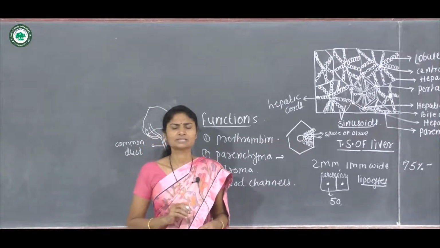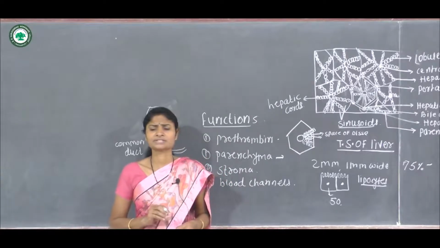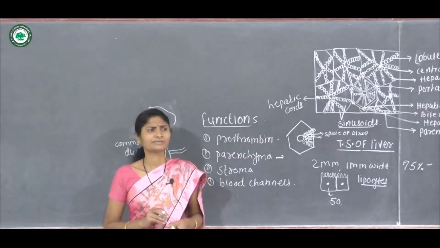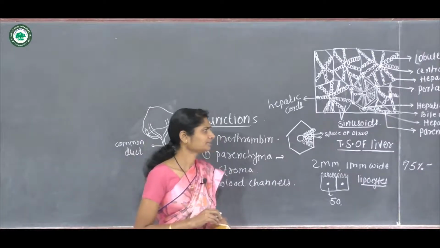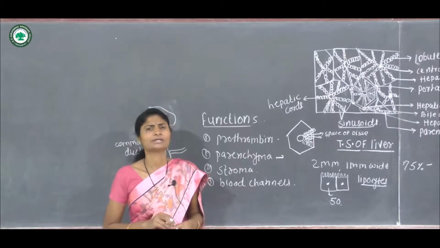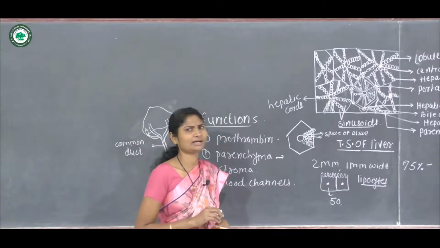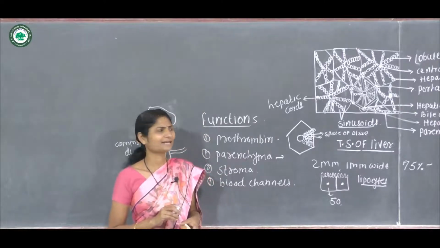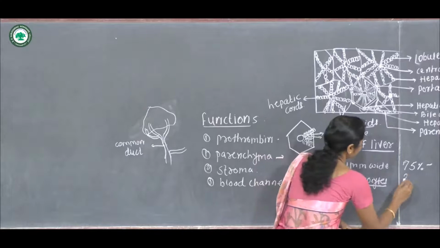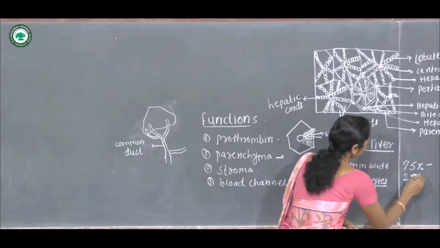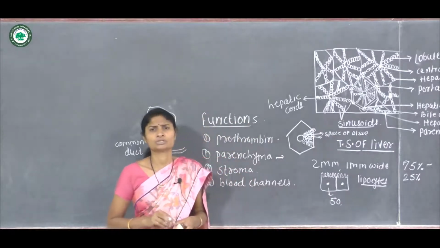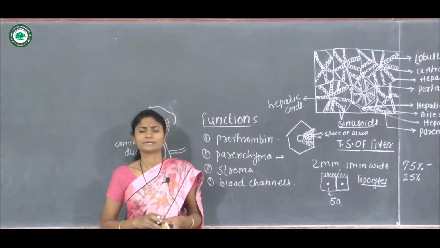The liver cells store these substances in their cytoplasm. The hepatic veins drain the blood into the inferior vena cava. The hepatic artery carries about 25% of the blood towards the liver, and it is more oxygenated blood.